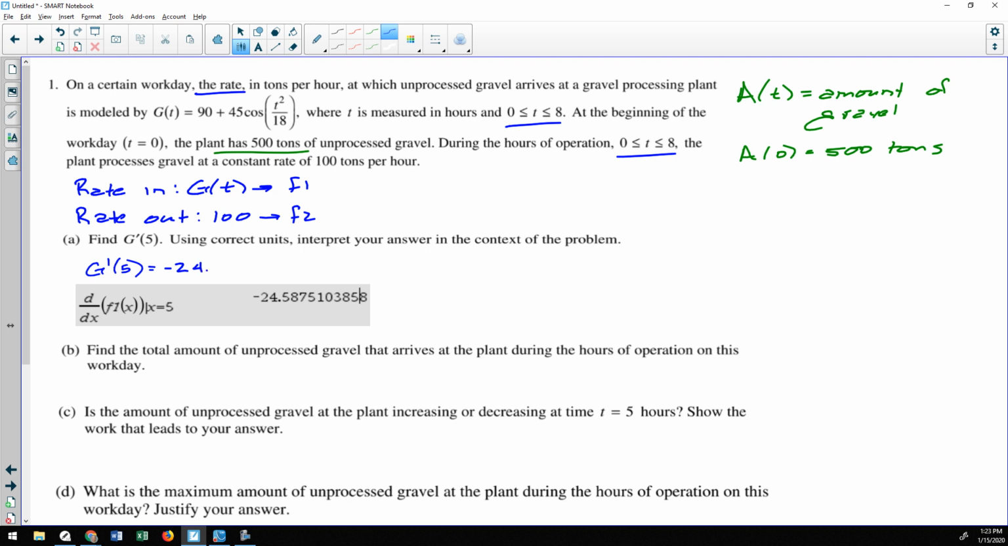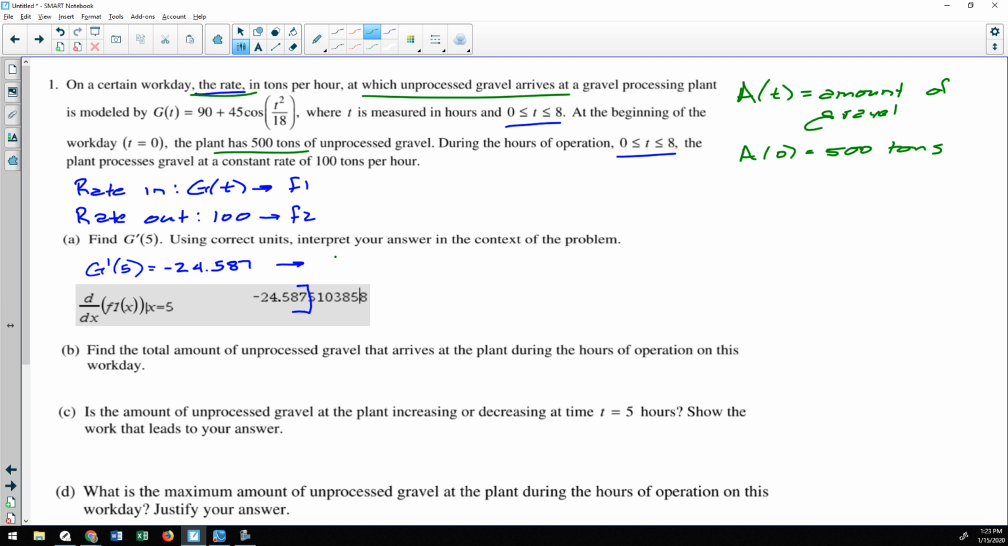And for this problem, you have the option of rounding to 24.588 or truncating, which is the option I'm going to choose, which is when you just stop writing after the third decimal. So there's your value. Then it says interpret that answer, and don't overcomplicate this. We found that the derivative of g is negative, and my thought process is that g is decreasing. A negative derivative means the function decreases, but instead of saying g decreases, I have to put in words what g represents, and g represents the rate at which unprocessed gravel arrives.